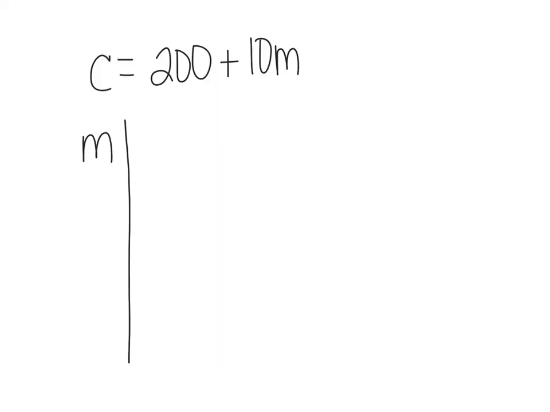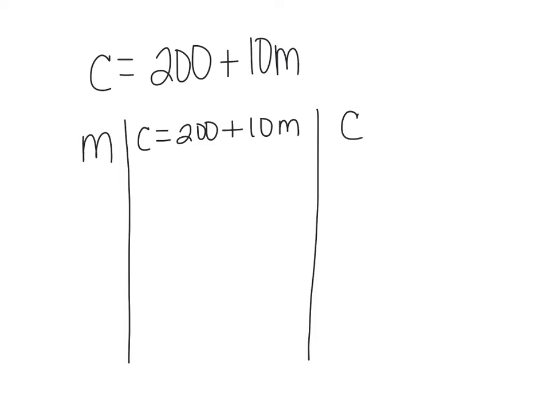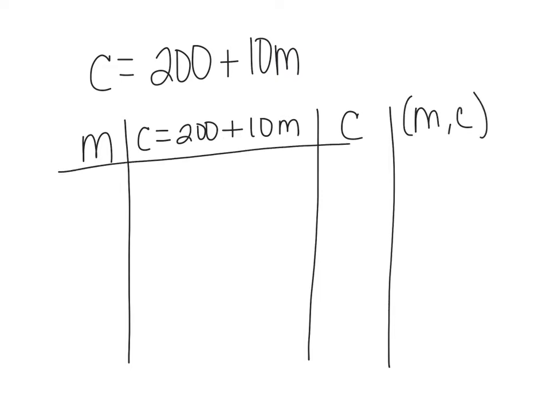So my equation was C equals 200 plus 10m. I'm going to make a table that includes the values I'm going to choose for m, and then I'm going to put my equation in my table. And once I've chosen my values for m and I've substituted them into my equation, then I'll know what C equals. And I will then make an ordered pair out of m and C. And once I have my ordered pair for m and C, that is what I will graph.